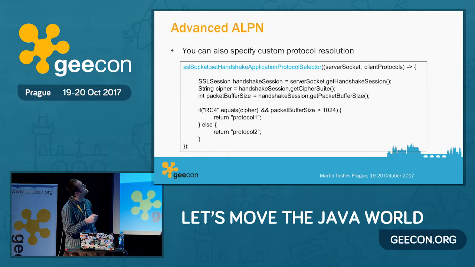In that particular case, I get the current SSL session from the server socket. I get the currently selected cryptographic cipher. And I also get the buffer size for the packets. And I say that if the cryptographic cipher is RC4 and the size of the packet buffer is larger than 124 bytes, then I return protocol 1. Otherwise, I return protocol 2, which would be used by the client and the server. As you can see, this provides much more flexibility in selecting the application protocol.